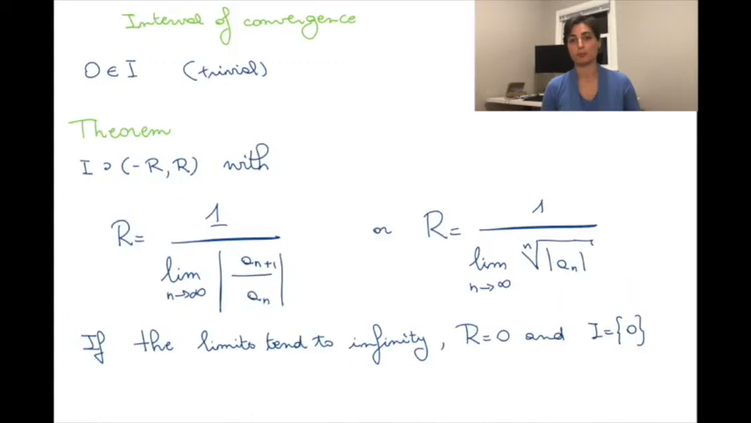So let's look at a couple of properties of the interval of convergence. First of all, 0 belongs to the interval. It's trivial because if x is equal to 0, the only term in your series is actually a0.